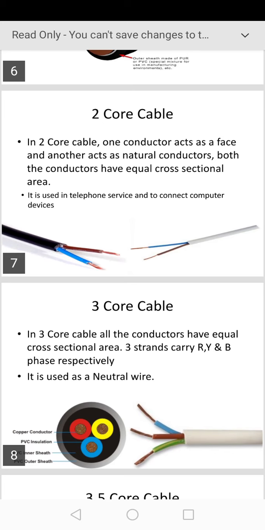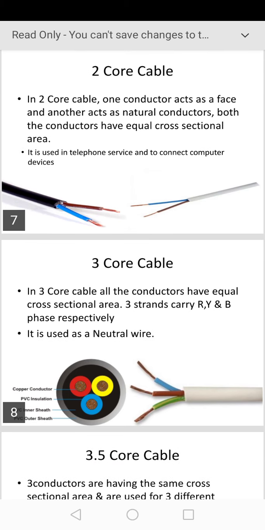3-core cables. In 3-core cables, the conductors must have equal cross-sectional area. The conductors carry R, Y, B phase respectively. The fourth one is used as the neutral wire.